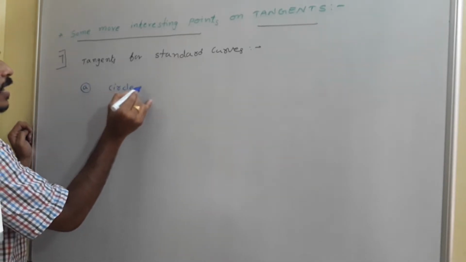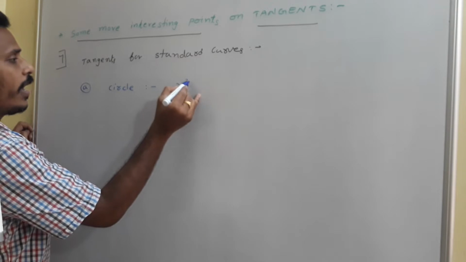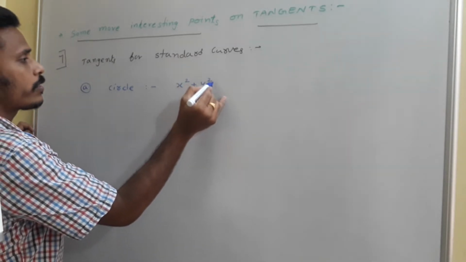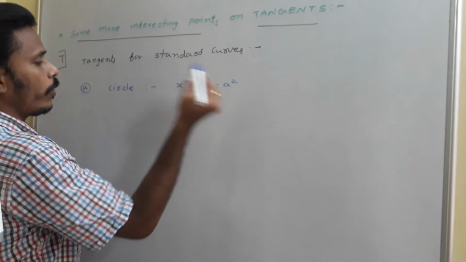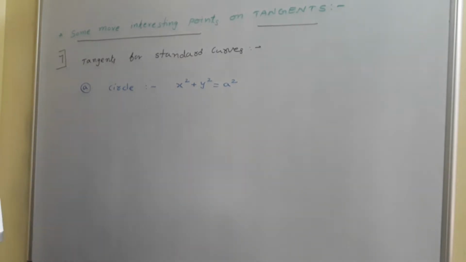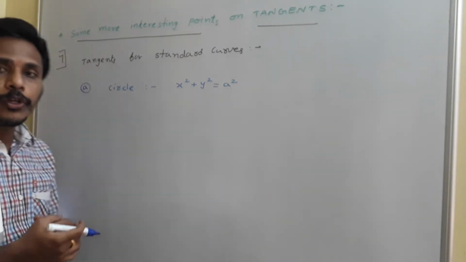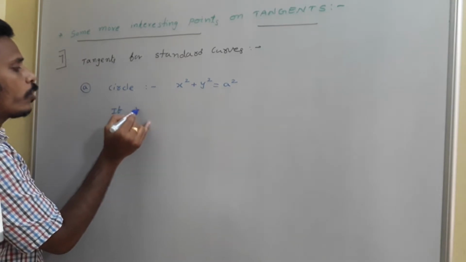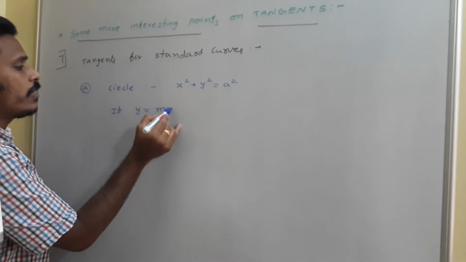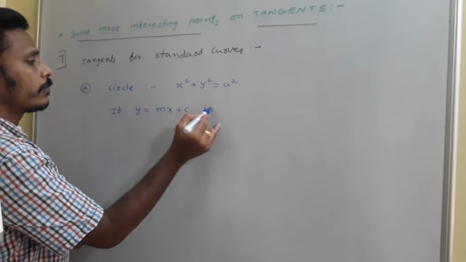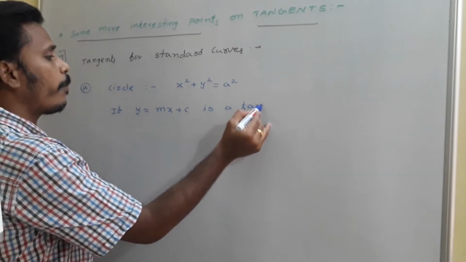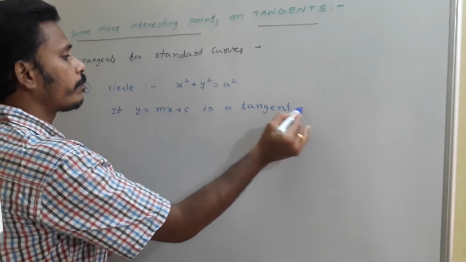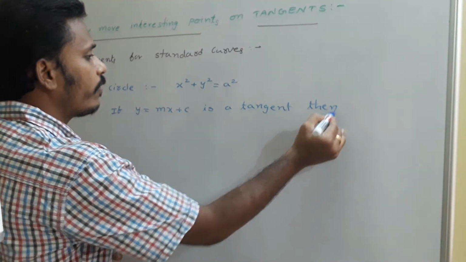The standard form of the circle is x square plus y square is equals to a square. This is the tangent form of the circle. Now what I am going to say is, for this circle, if y is equals to mx plus c is a tangent, then what will happen? Just have a look.